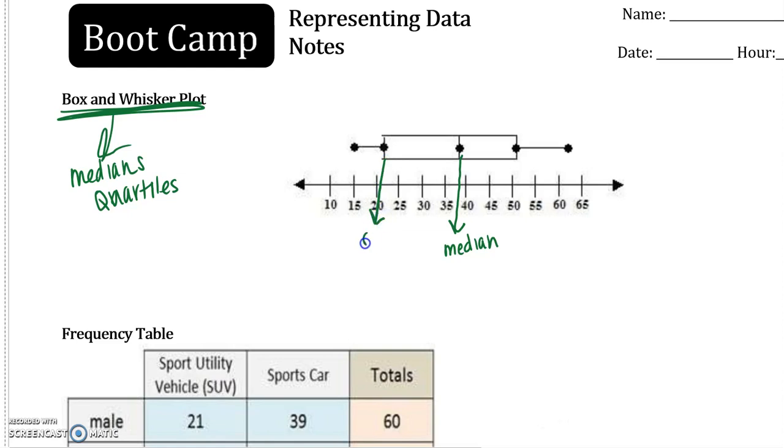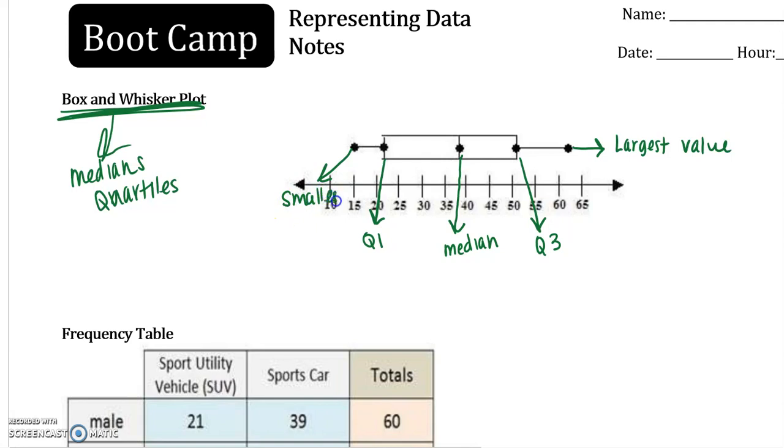The edge of your box will represent the two quartiles, quartile 1 and quartile 3. The quartiles, again, are found by taking the middle of the first half of data and the middle of the second half of data. And then these pieces on the end, known as the whiskers, represent the largest value and the smallest value of your data. With a box and whisker plot, it's very easy to determine the median and the quartiles.